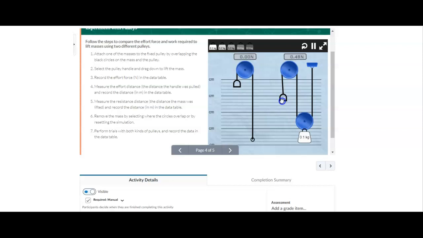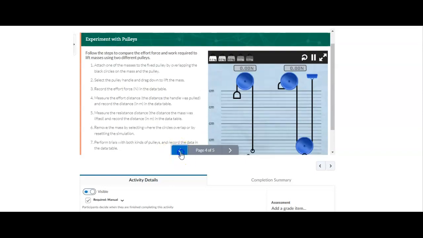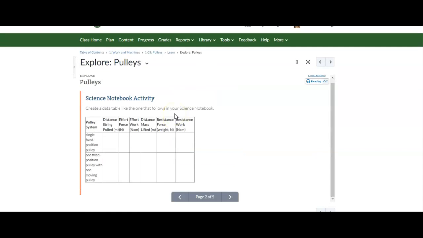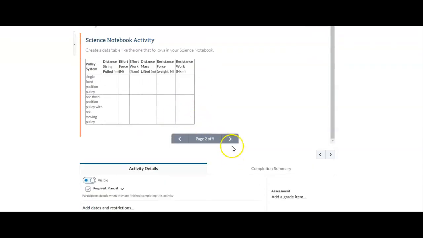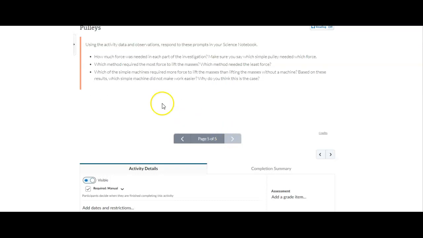So you'll go record all of that. And then you would do the same thing for the different weights. So hopefully from there, you're able to fill in all the information on the data table, and that will allow you to answer the questions that go along with it on the next page. There's 3 questions, so you'll have those answered. So hopefully that helps.